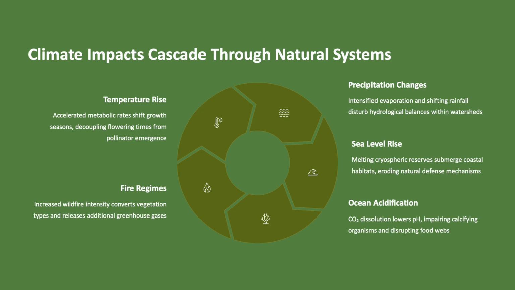Rising sea levels add another dimension to the cascading effects. As cryospheric reserves melt, coastal ecosystems face submersion, erosion, and the loss of natural defense mechanisms such as dunes, wetlands, and mangrove forests. These ecosystems provide essential services, including storm surge protection, habitat provision, and carbon storage. As they degrade or disappear, human settlements, infrastructure, and terrestrial species become increasingly vulnerable to climate-related hazards.